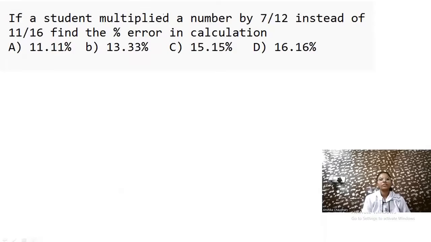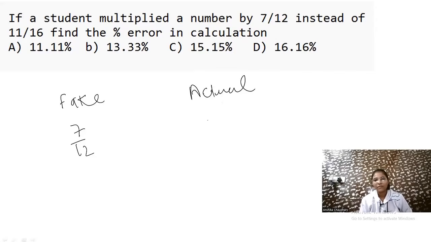All right. So the next question is, if a student multiplied a number by 7 by 12 instead of 11 by 16. Just a minute, let me read again. If a student multiplied a number by 7 by 12, that means the fake number, or we can say the wrong number, instead of the actual value 11 by 16. A student had to multiply a number by 11 by 16, but by mistake he multiplied it by 7 by 12. Then what will be the percentage error in the calculation?